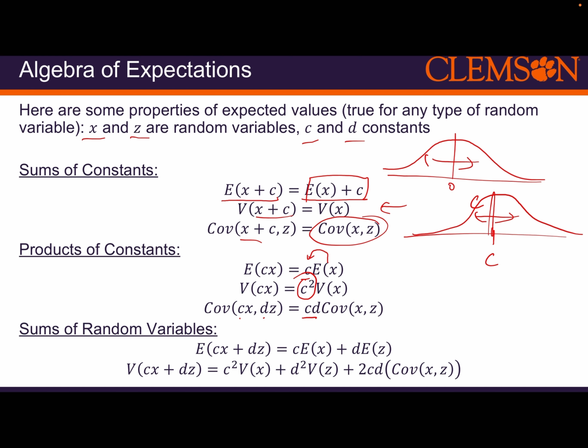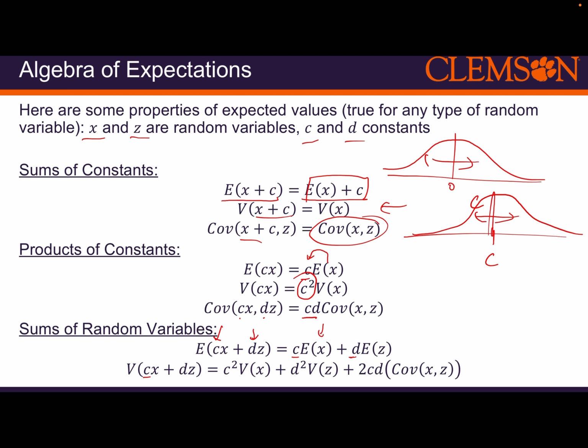Putting this all together, if we have a sum of random variables, a weighted linear combination, we get c times x plus d times z. Then what we have is c times the expected value of x. The expected value of this new linear combination is the weighted sum, pulling out the constants and multiplying their expected values. With the variance, this is where things get a little bit more interesting.